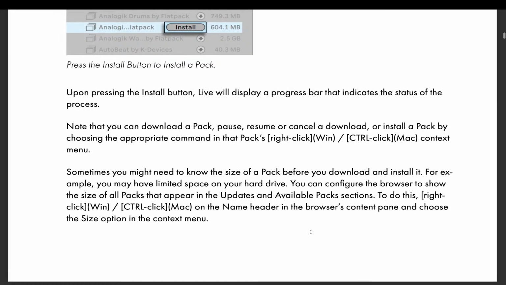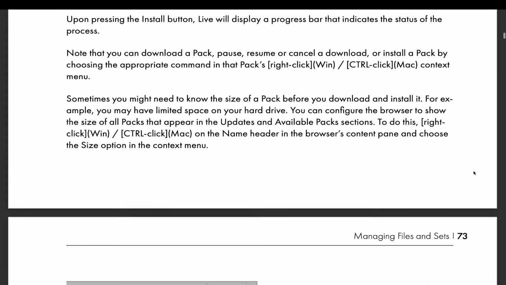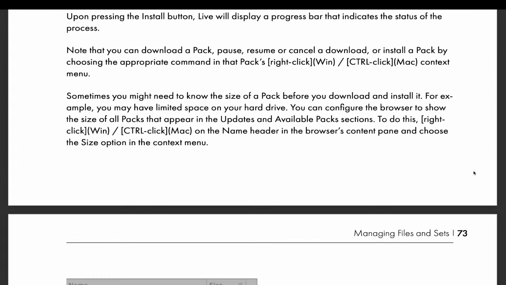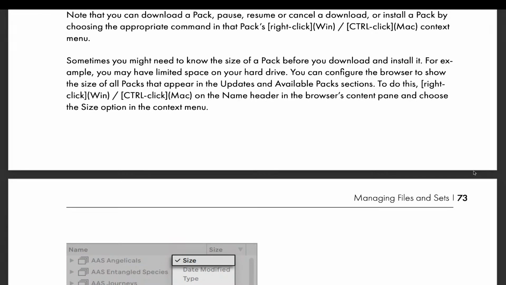Press the Install button to install a pack. Upon pressing the Install button, Live will display a progress bar that indicates the status of the process. Note that you can download a pack, pause, resume, or cancel a download, or install a pack by choosing the appropriate command in that pack's right-click (Windows) or Control-click (Mac) context menu.